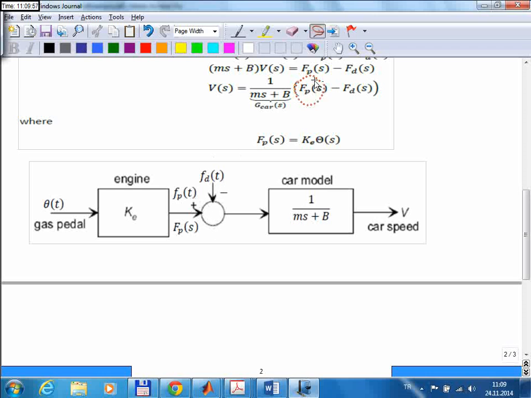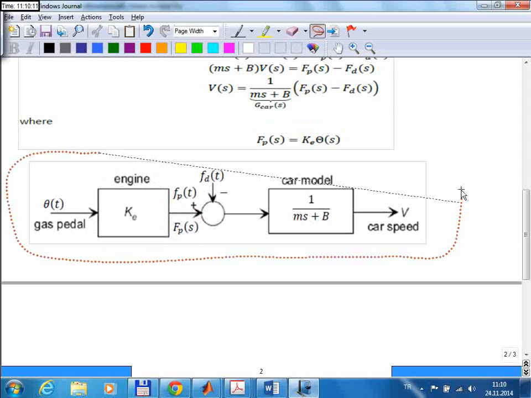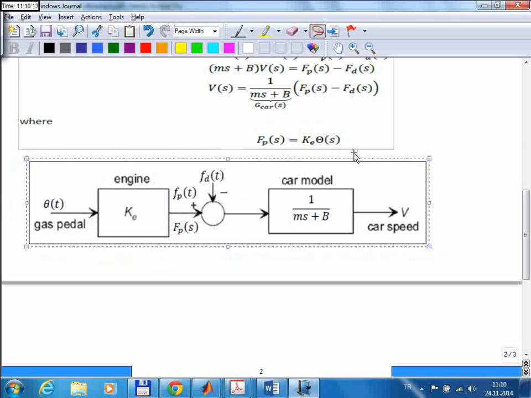And the propulsive force comes from the engine model, and the engine is another block here. The output of the engine block is the engine force, and the input to that is the gas pedal position. Okay, so this is the block diagram for this problem.